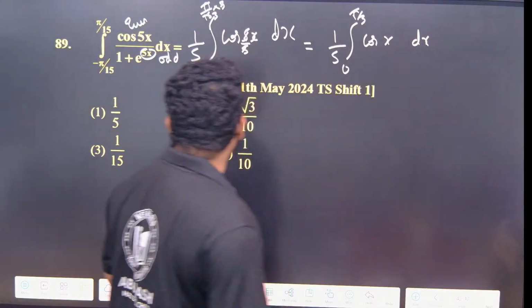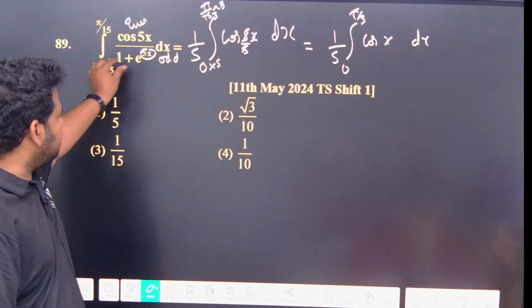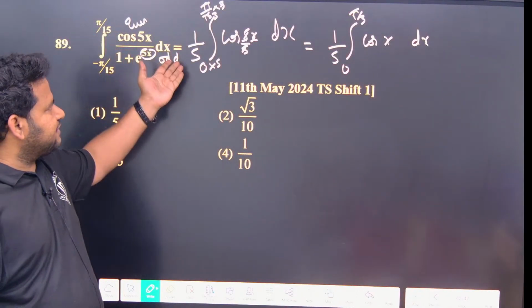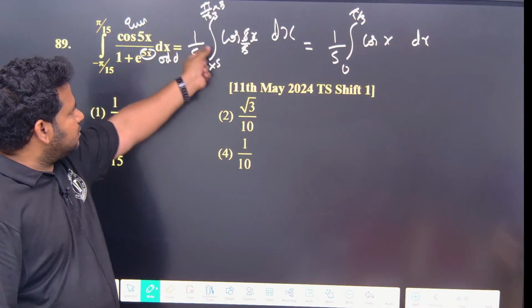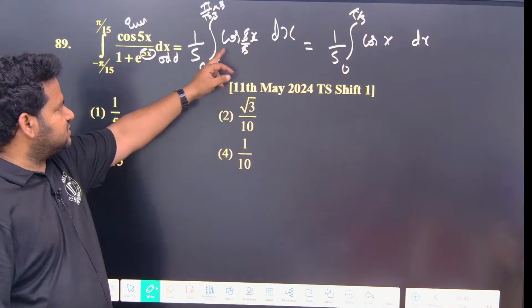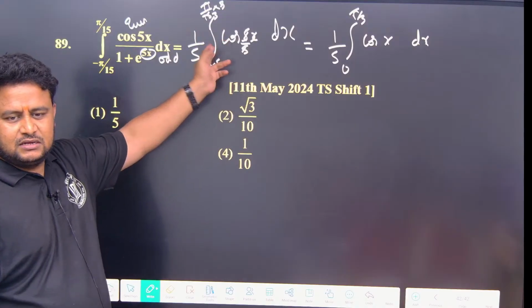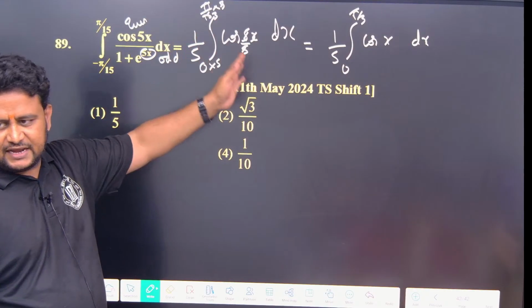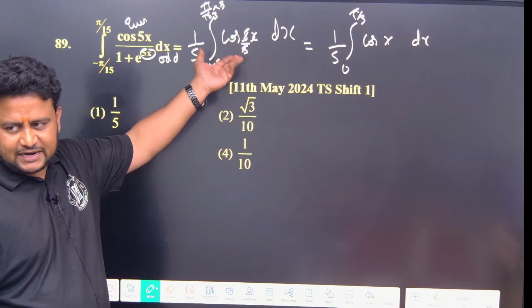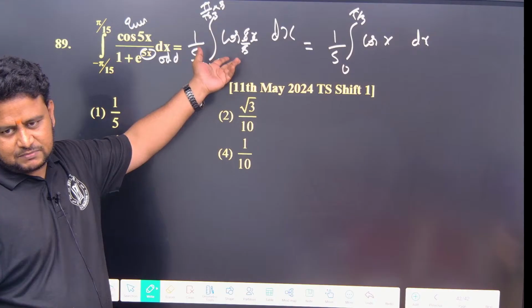So let me explain again. What did I tell you? Even function divided by 1 plus e power odd function. That will give us 0 to a, what is it? Even function. So this I used what? Property 6 is okay. Apart from that I used property 8 and 9. Especially property 9 I am using. That is division and also multiplication.